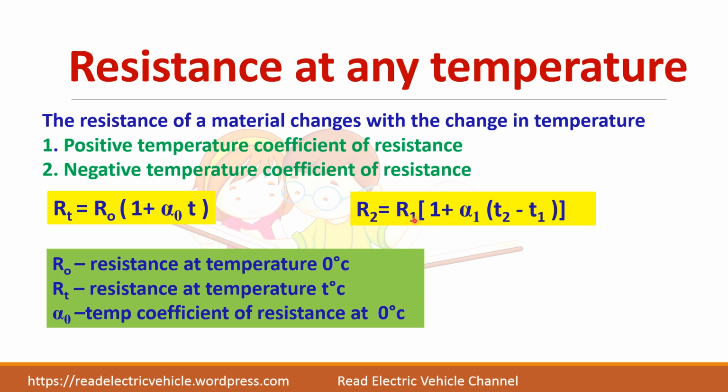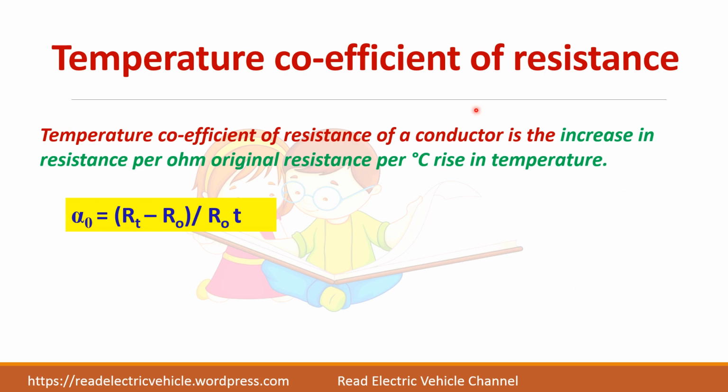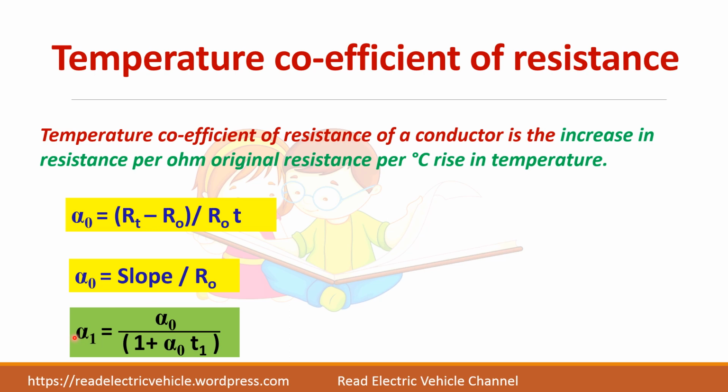And if you don't know the resistance at 0 degree, you can use this formula if you know the resistance at any other degree. The temperature coefficient of resistance is the increase in resistance per ohm original resistance per degree increase in temperature. Alpha naught, you can write as the slope of the resistance temperature graph divided by original resistance. And alpha 1, that is alpha at any other temperature, can be found from this formula.